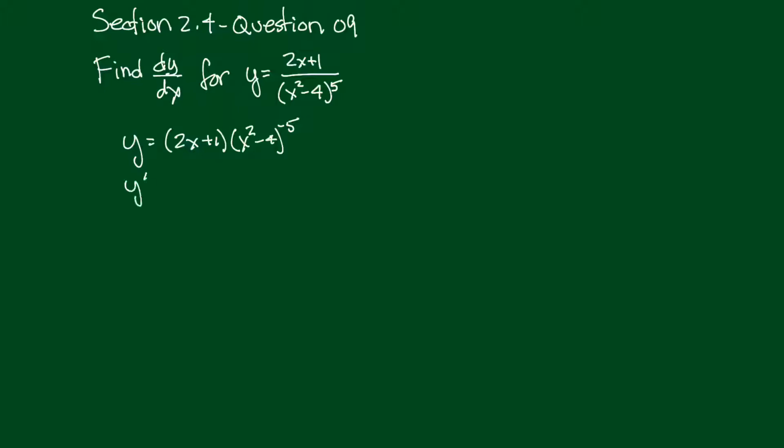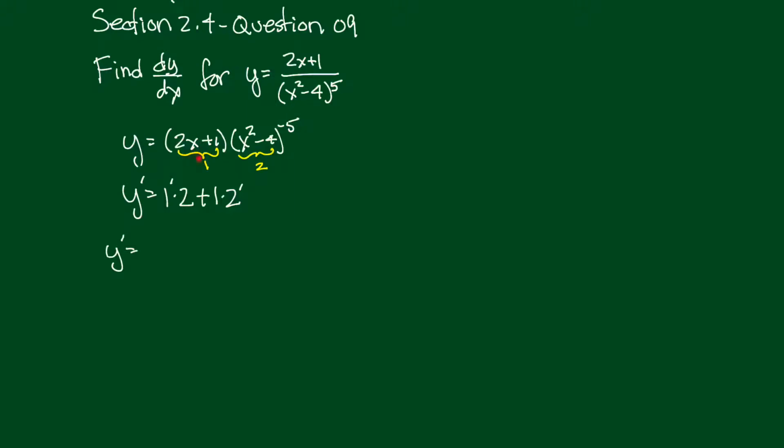Now, I see a product here, so I'm going to use the product rule. So y prime will be the derivative of the first times the second, plus the first times the derivative of the second. Now, this factor here is the first, this factor here is the second, so let's see where this takes us. So y prime, the derivative of the first.